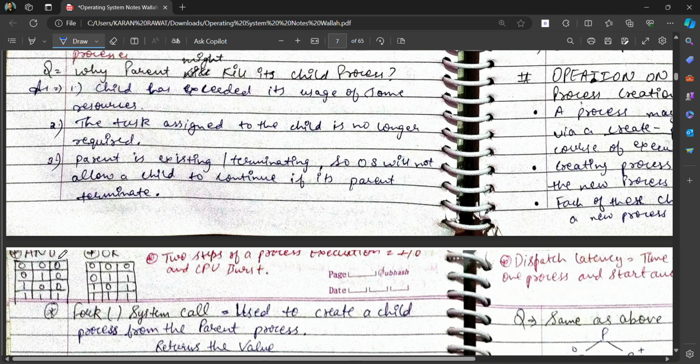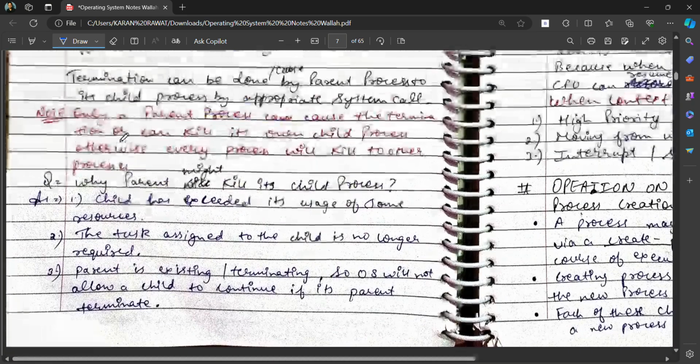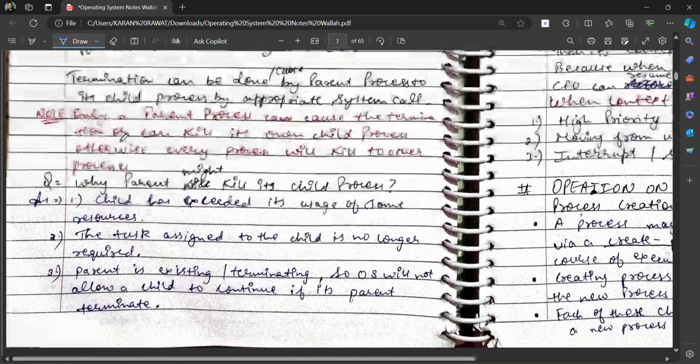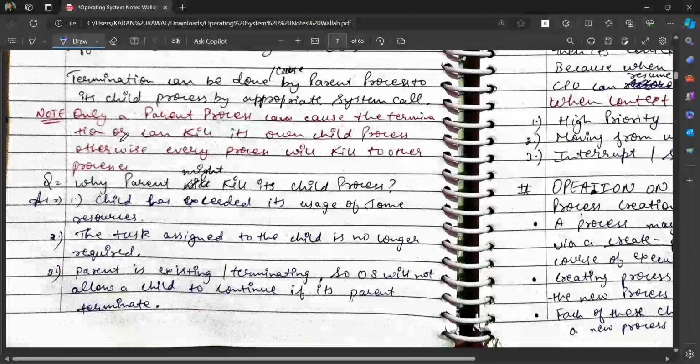So these are some points that you can understand: whenever the parent can kill its child process, or rather only the parent can kill its child process, no other process can kill it.